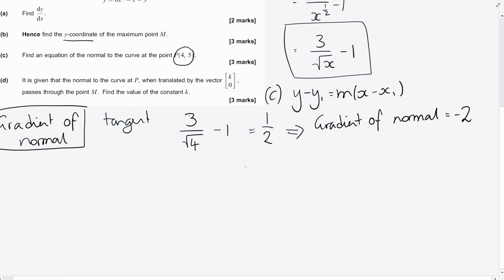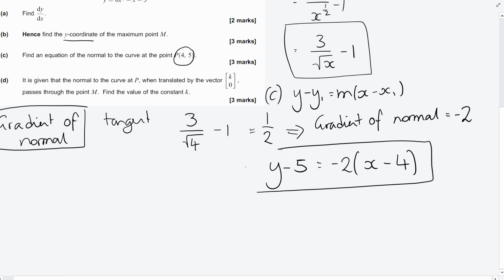So then to put this together, the equation of the line is y minus 5, because that's the y coordinate of P, equals minus 2 times (x minus 4), because the x1 is the x coordinate of P. Now you need to stop there, because if you rearrange this and expand it, you're just wasting time. You've got your 3 marks there. You might as well finish the question and move on to part D.